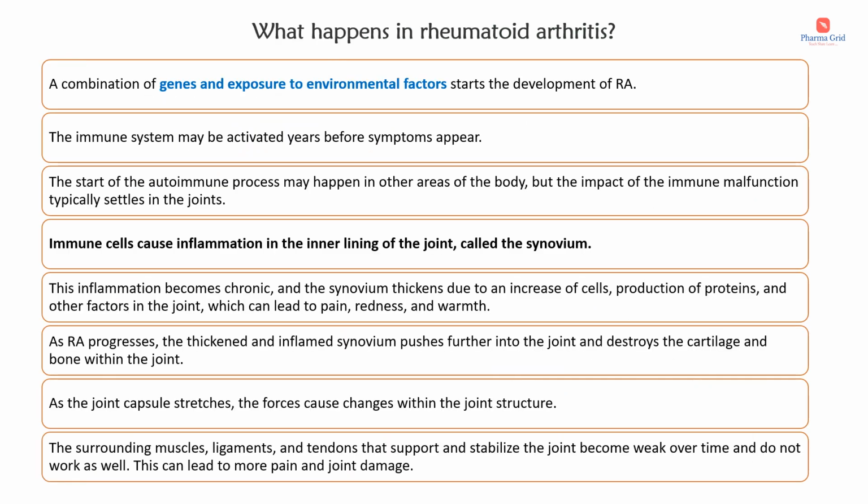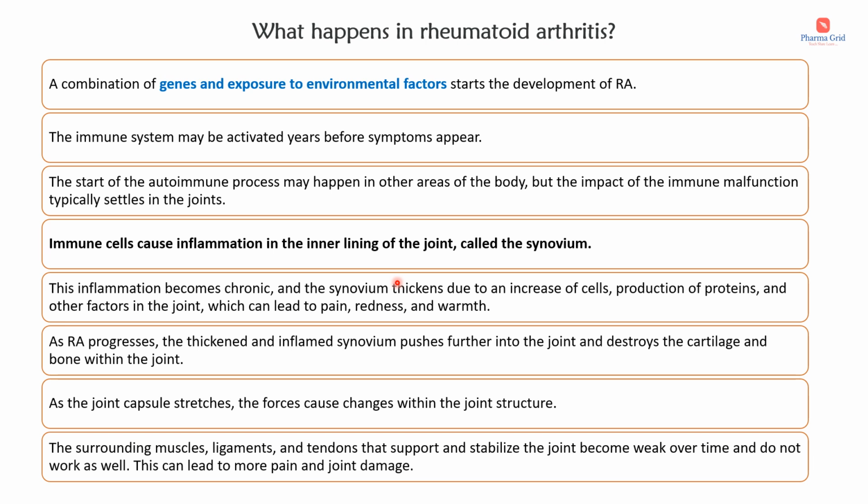Now we will see what happens in rheumatoid arthritis, mainly the pathophysiology. So a combination of genes and exposure to environmental factors starts the development of rheumatoid arthritis. The immune system may be activated years before the symptoms appear. The start of the autoimmune process may happen in other areas of the body, but the impact of the immune malfunction typically settles in the joints. The immune cells cause inflammation in the inner lining of the joint, and this inner lining of the joints is known as synovium. Okay, synovium.